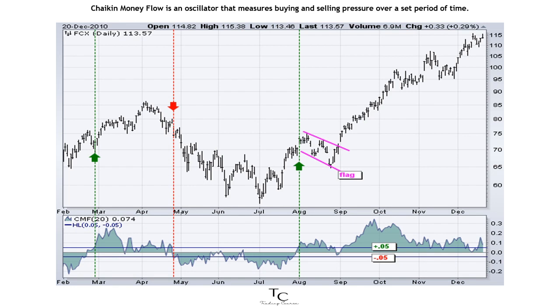Chaikin money flow is an oscillator that measures buying and selling pressure over a set period of time. At its most basic, money flow favors the bulls when CMF is positive and the bears when negative. Chartists looking for quicker money flow shifts can look for bullish and bearish divergences.